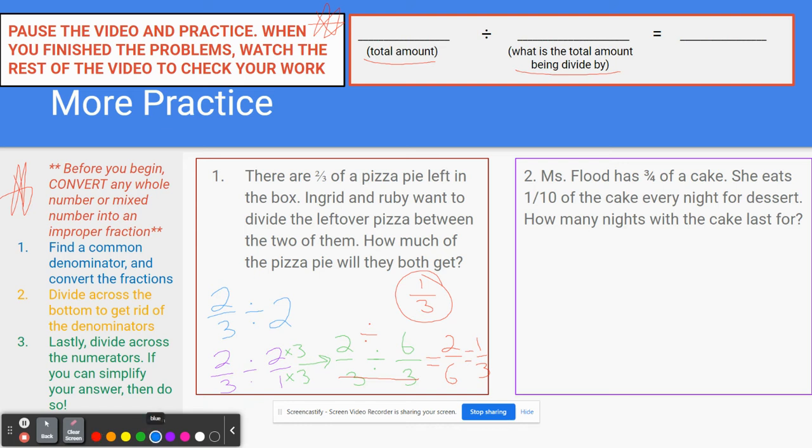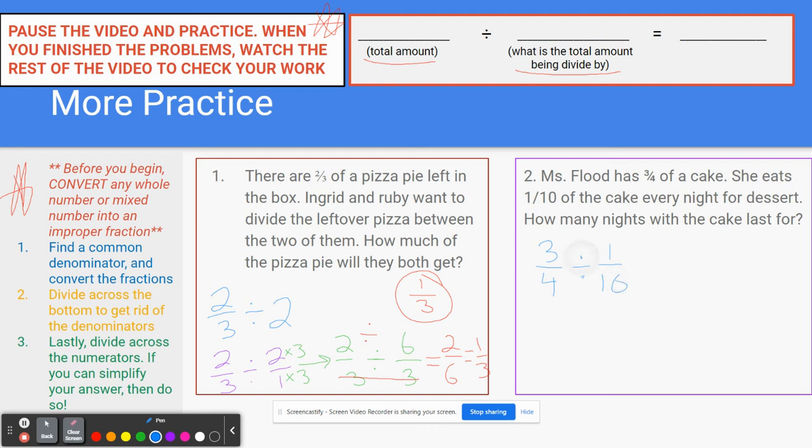Question number 2. Miss Flood has 3/4 of a cake. She eats 1/10 of the cake every night for dessert. How many nights will the cake last for? Well, how much cake is she starting out with? She's starting out with 3/4 of a cake, and every night she is eating just 1/10 of a cake. So you're trying to figure out how many nights this will last for. So how many nights can we divide 1/10 into? So 3/4 divided by 1/10.